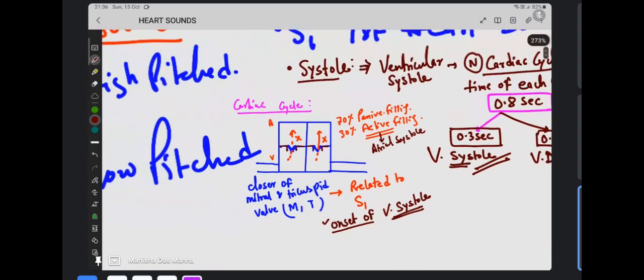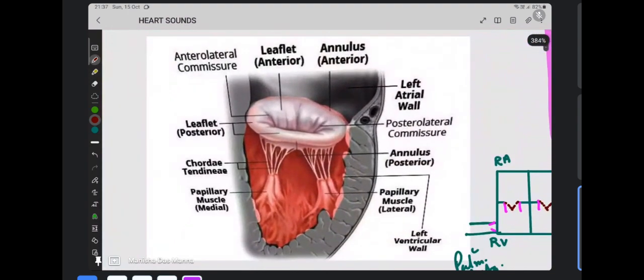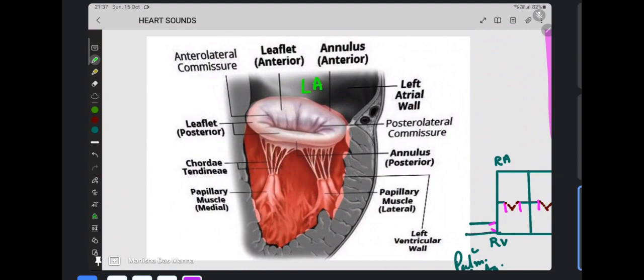Okay. So now in this diagram, look at this. This is the left side of the heart, and this is the left atrium, and this is the left ventricle. This is the LA and LV, left atrium and left ventricle. Now look at this. What is this? This is the annulus of the mitral valve. The mitral valve has an annulus, and leaflets, anterior leaflets and posterior leaflets.